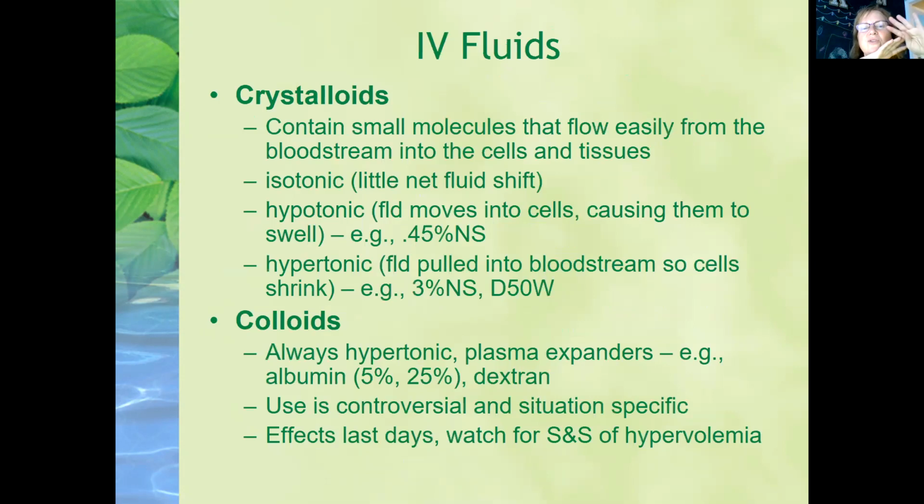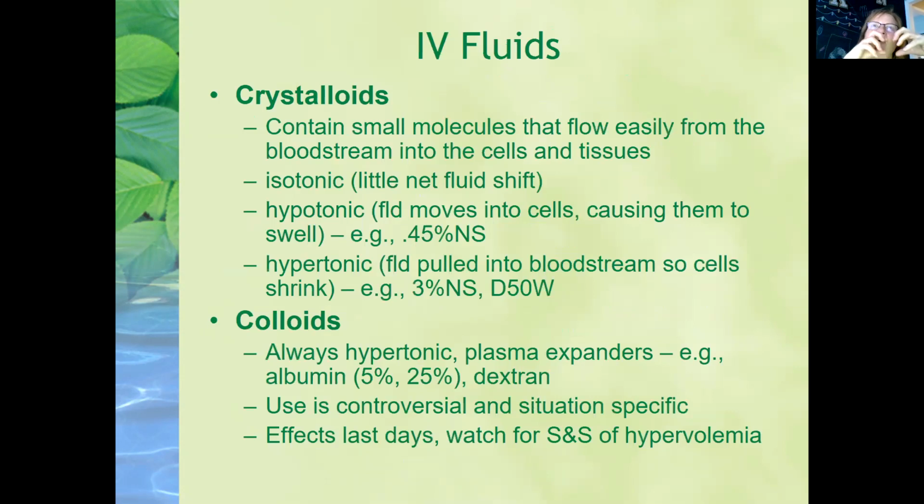And so there's three kinds of fluids that are crystalloids. Almost always we are working with crystalloids. Colloids are used less often, but often for critical reasons. So isotonic fluids, remember we talked about that, normal saline is an isotonic fluid. Isotonic fluids have little net fluid shift, right? So it's the same concentration, the same tonicity as our bloodstream, as our blood.